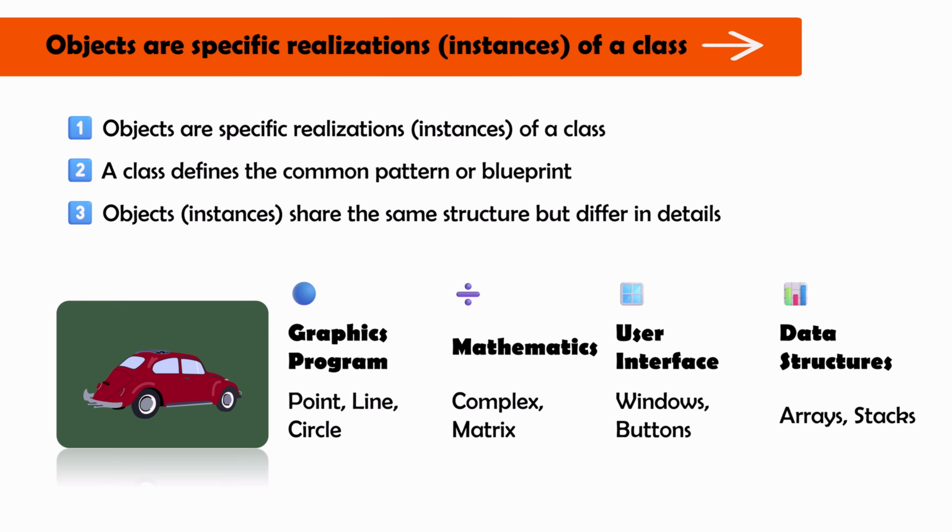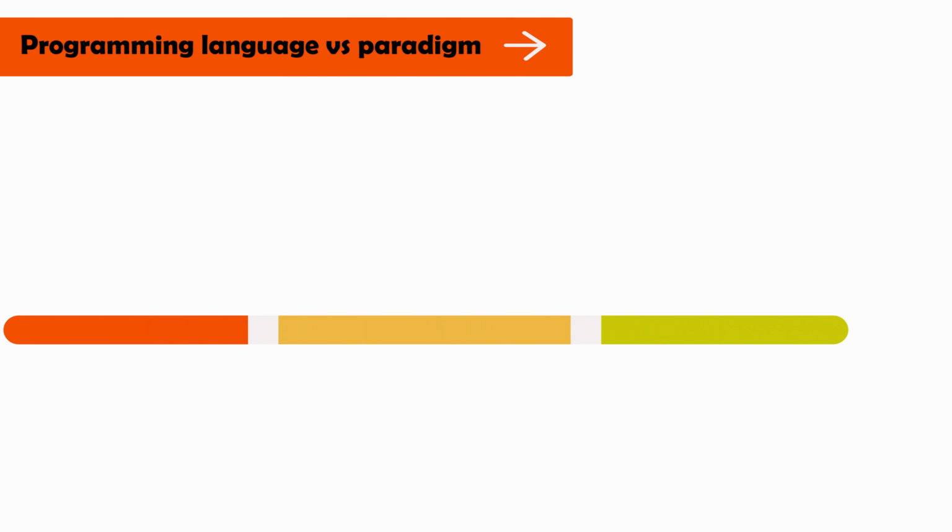So the object concept is universal. It helps us describe and organize and interact with almost any kind of entity, real or abstract. Before we dive deeper into object-oriented programming, it is also important to clarify something that often confuses many beginners and students. So let's see the difference between a programming language and a programming paradigm.